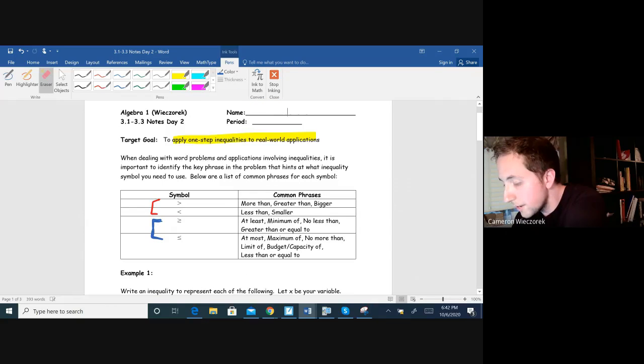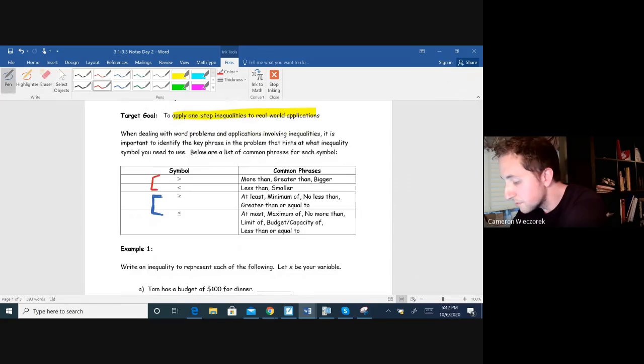Whenever you see the greater than or equal to symbol, the problem might use the phrase at least, a minimum of, no less than, or they might straight up just say greater than or equal to. More likely than not, though, you're going to see one of these three.